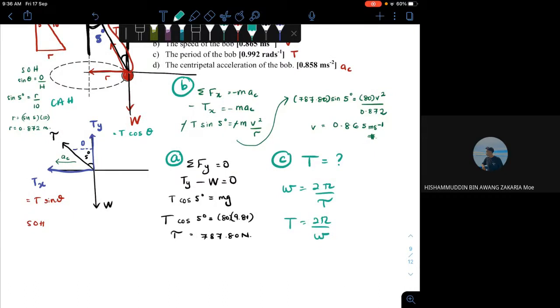Kita akan guna formula v equals to r omega. Okay, very good, Shikin. So v is equals to r omega. Okay, so omega is v over r. So tadi v dah dapat 0.865 over your r is 0.872. So your omega would be 0.992 rad s^-1. Lepas tu masuk saja T is equals to 2 pi over 0.992. So your period would be 6.33 s. Okay.